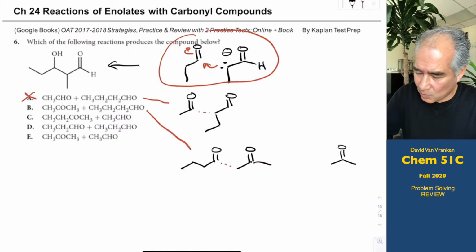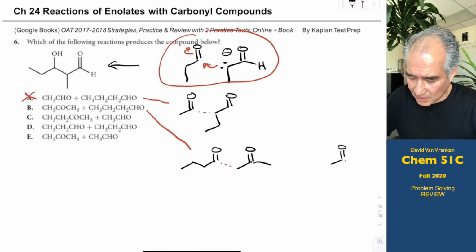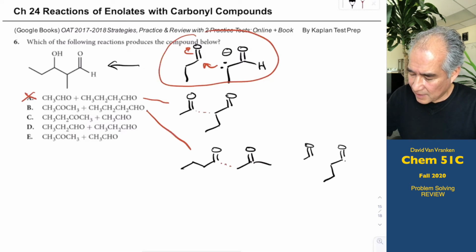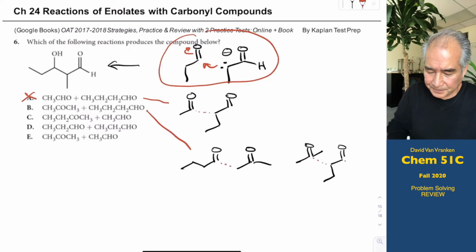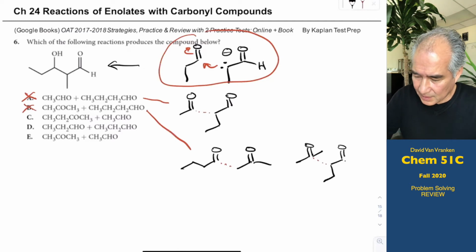I've drawn one too many carbon bonds there. So there's the aldehyde fragment, and then the ketone fragment would be here. And again, if I made a bond here, that's not going to give the backbone that's shown up above. So let's cross that out. That's not right.